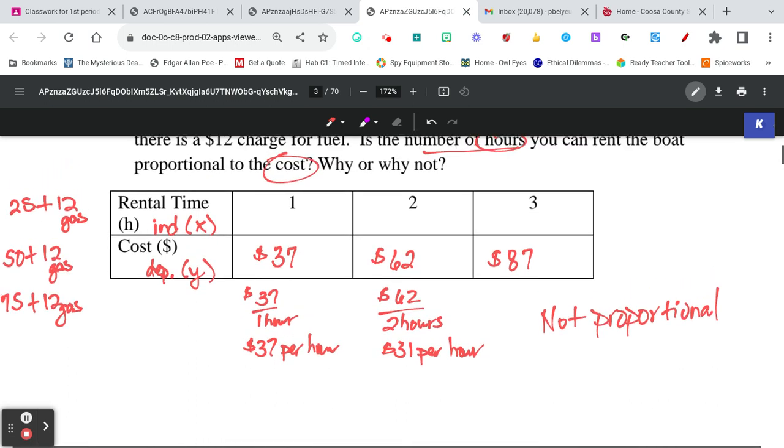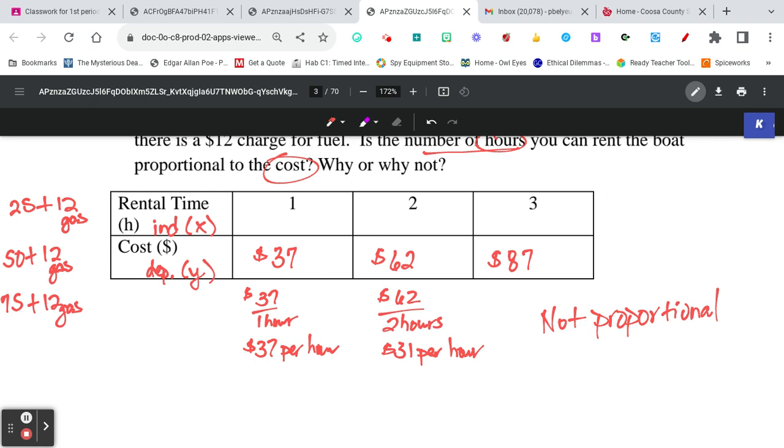We get it? Why do you think the cost per hour changed though? Like what did we throw in there that made it different? The gas money, yeah.